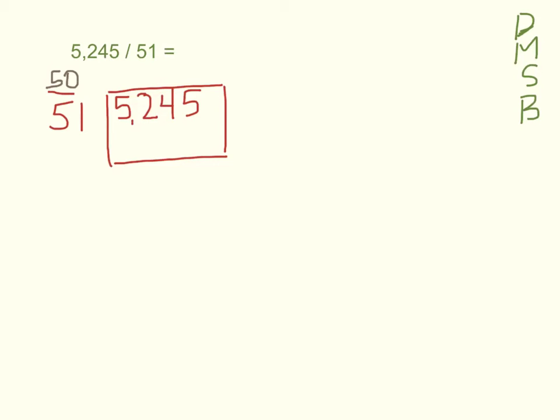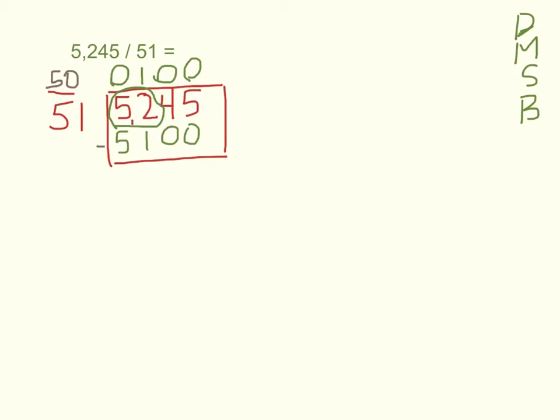So let's get going. All right, 50 cannot go into 5. It's just too small. So we're going to go ahead and put a 0 on top of the house. 51 can go into 52 one time. But do not forget your 0 buddies. So 1 times 51, it's pretty easy. Any number times 1 is itself. It's 51. Don't forget your 0 buddies. So you should have 5,100.